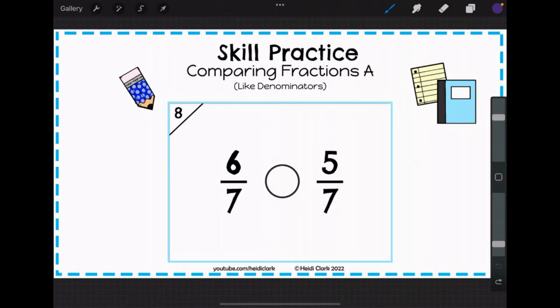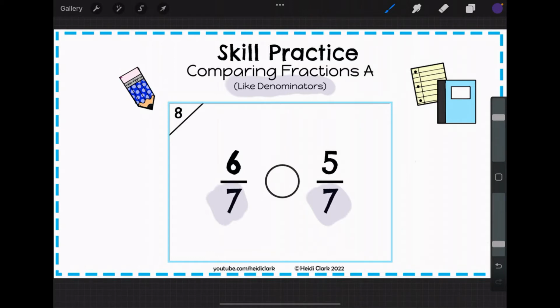We are going to compare the fractions 6/7 and 5/7. You're trying to figure out which one is bigger. Now, if you look at these two, you can see that they have the same denominator, or we say like denominators. And that's actually going to make them really easy to compare.